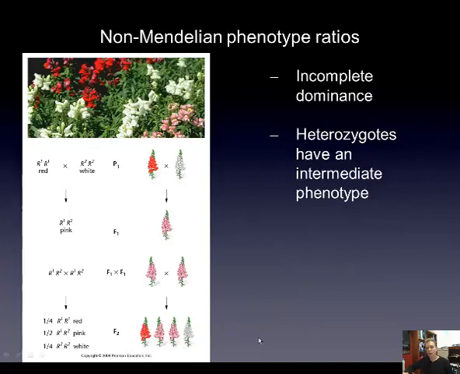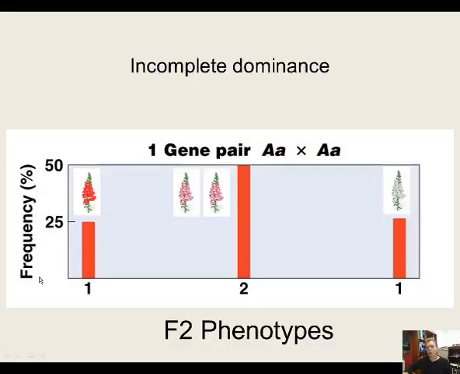Instead of showing this as a diagram, we can represent this as a graph, where the F2 phenotypes are on the x-axis and the frequency of seeing those phenotypes is on the y-axis. The reds in the F2 generation are 1/4 of the total offspring, so 25%. The pinks are 50% of the total offspring, whereas the whites, again, are 25% of the offspring. We can graph this from left to right, red to white, a decrease in red color from left to right across the screen. And again, this is one gene pair where if you use the capital letter A to represent red and the lowercase a to represent white, you would generate red plants that are big A, big A, white plants that are little a, little a, and of course the pink plants would be big A, little a.